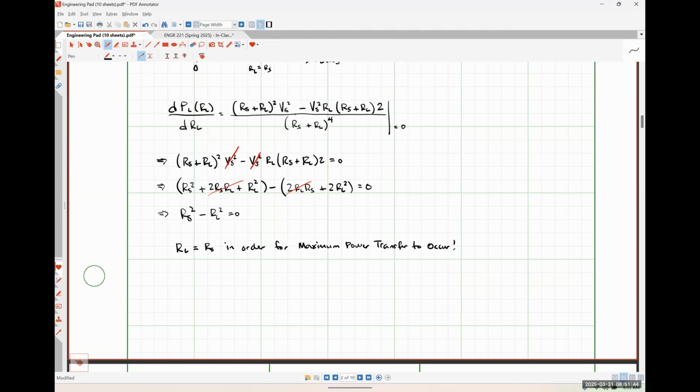Carter, where is RL squared going? Do what? For some reason, I don't see that negative RL squared, RL squared minus 2 RL squared, gives me minus 1 RL squared. Yep.